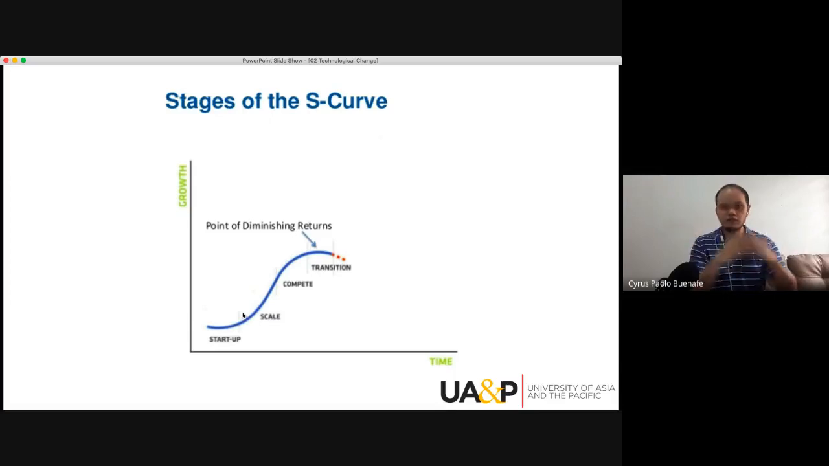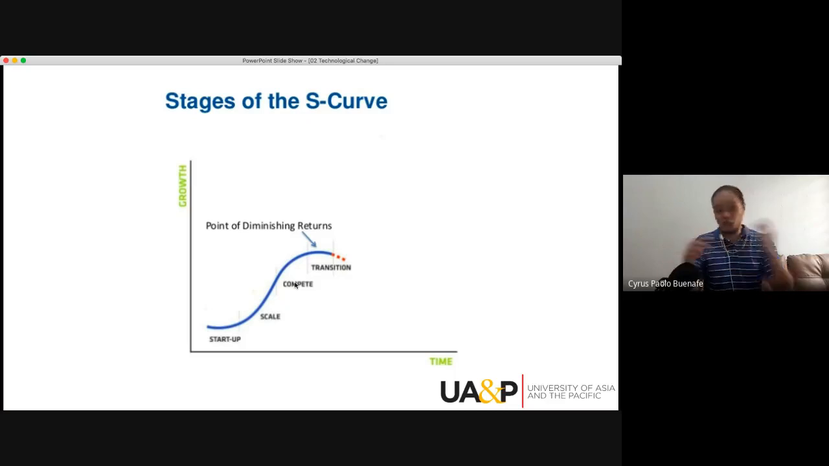People will start leaving others behind. Okay, but then after the scale stage, there will come a point in time wherein I'm not growing as fast as I used to, but I'm still growing. Okay, I'm still growing, but my rate of growth is not that fast. So we reach a stage wherein we go into the compete stage, because now everybody else can catch up with you.